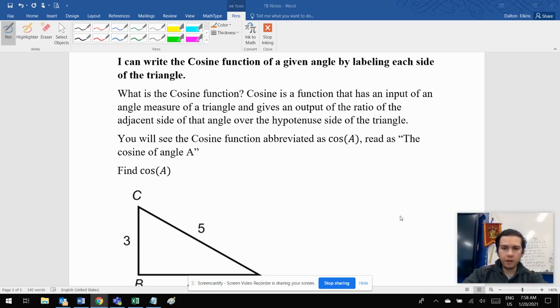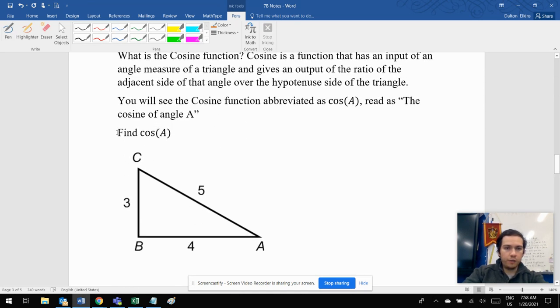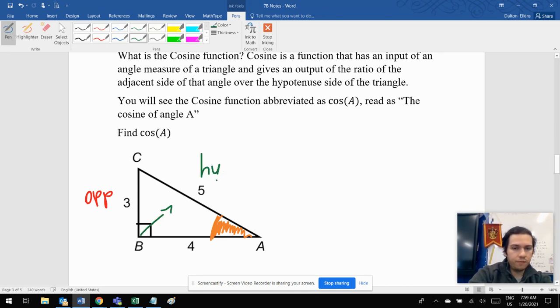So let's look at an example here. We have find the cosine of angle A with this triangle here. So the first thing that I'm going to do is identify angle A. Angle A is this angle right here. And then let's go ahead and label all the sides in relationship from angle A's perspective. So across that angle will be the opposite side. Then we have, of course, these should be right angles here. Across from that is the hypotenuse.